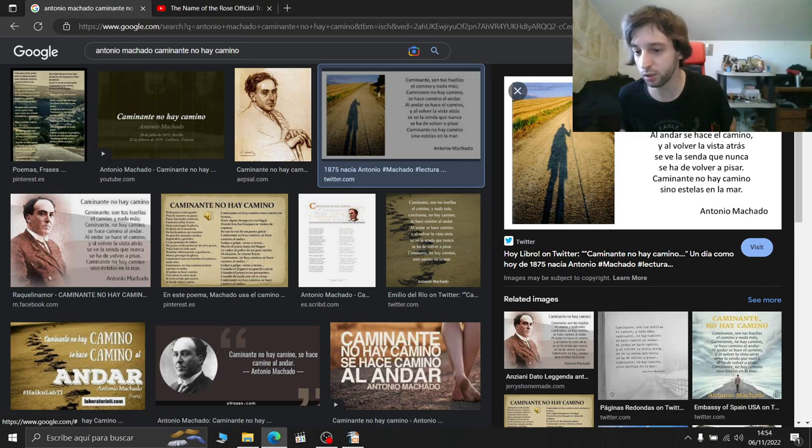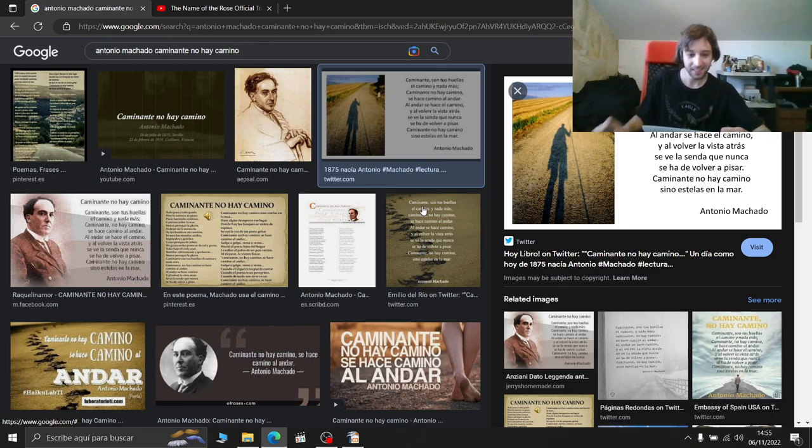Wanderer, they are your steps, the way, and nothing more. Wanderer, there is no way. The way is made when you walk. When you walk, the way is made. And when you turn your view behind, you can see the way that never you must go again. Wanderer, there is no way but stairs in the sea. A bit weird translation, but I like that poem.